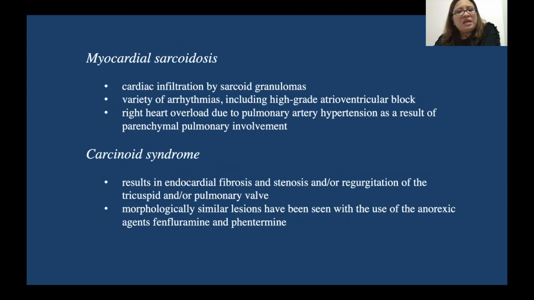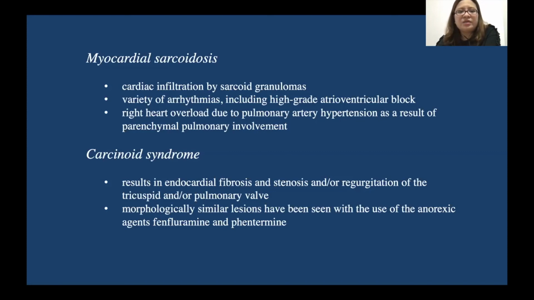Next is myocardial sarcoidosis. So there is infiltration of the myocardium by sarcoid granulomas. This can produce a variety of arrhythmias, including high-grade AV blocks. There is right heart overload due to pulmonary artery hypertension as a result of parenchymal pulmonary involvement. So it does not only involve the myocardium, but also the lung parenchyma as well, which will now cause pulmonary artery hypertension and eventually right-sided heart failure.